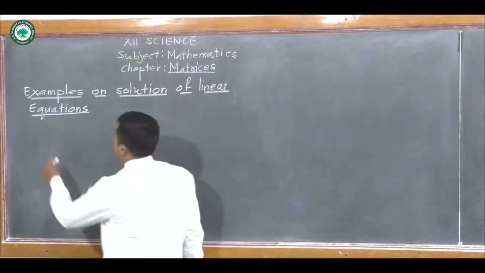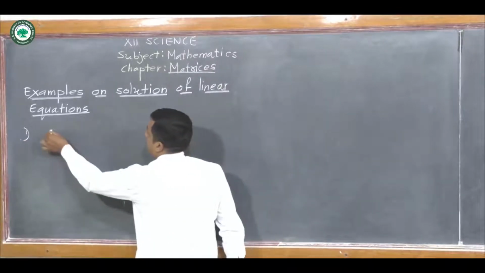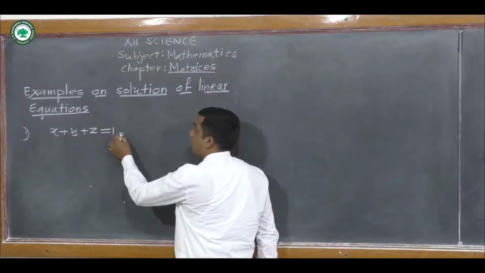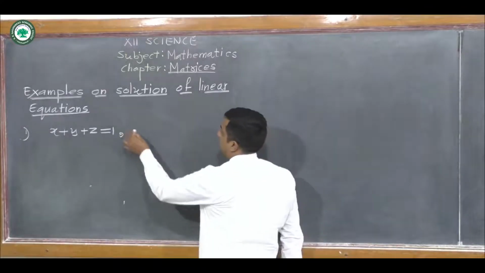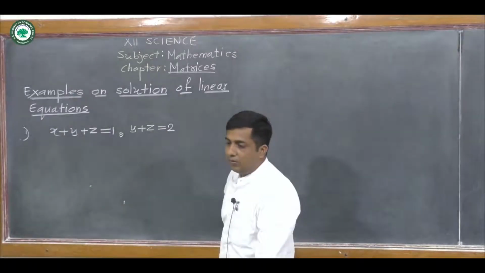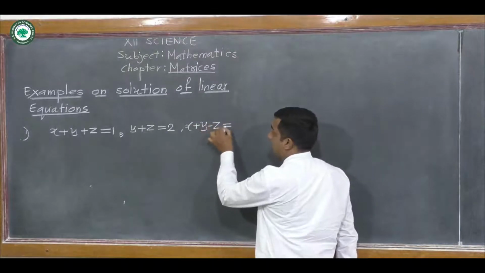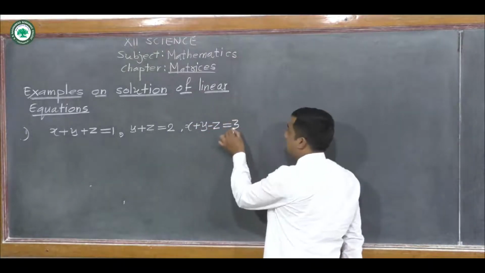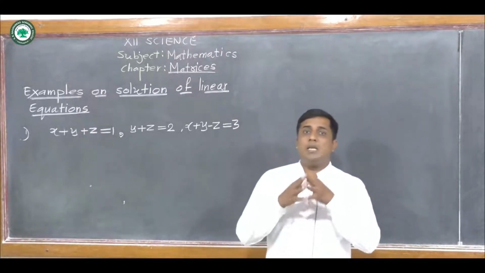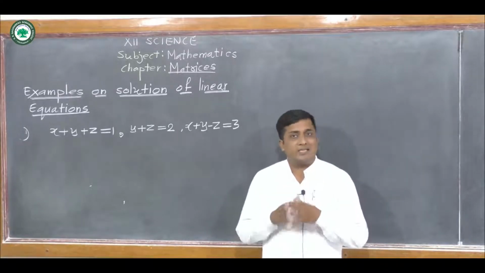Let's go with the first one. Here in the first example, a system of linear equations is given. The first equation is x plus y plus z is equal to 1. The second one is y plus z is equal to 2. And the third is x plus y minus z is equal to 3. We have to solve these three equations by using the inversion method, that is, find the values of x, y and z.